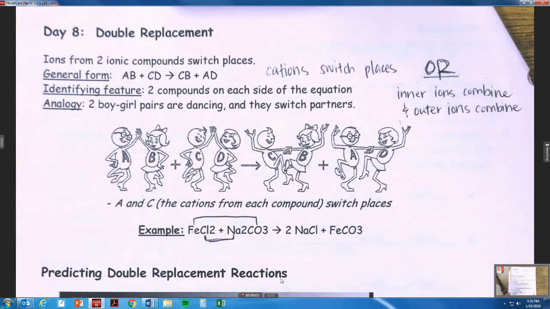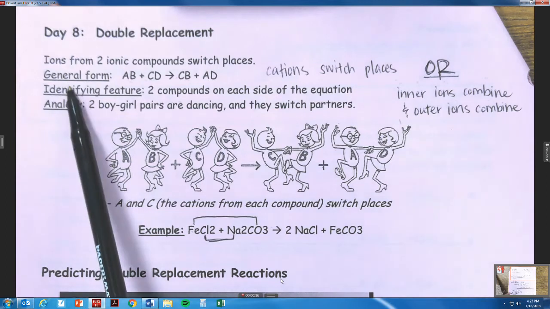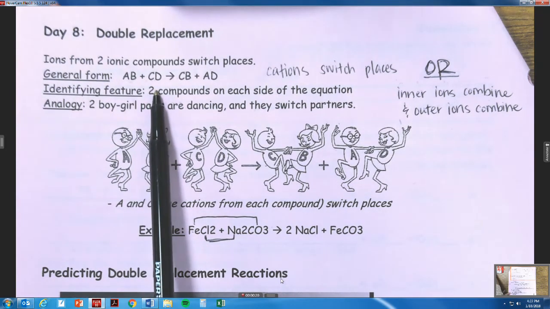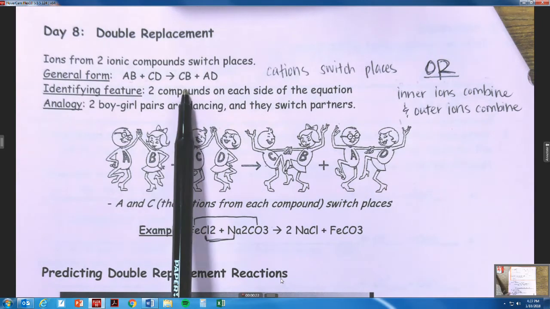Hey guys, so we're going to go over day 8 notes today, double replacement. Okay, so double replacement, we have ions from two ionic compounds switch places. Looking at your general form, we're going to have an AB compound plus CD compound, which yields CB plus AD.